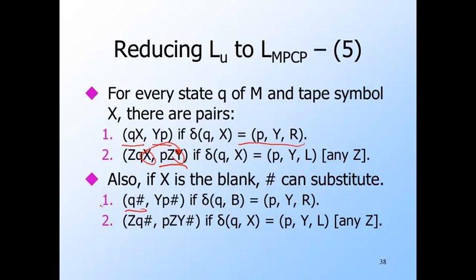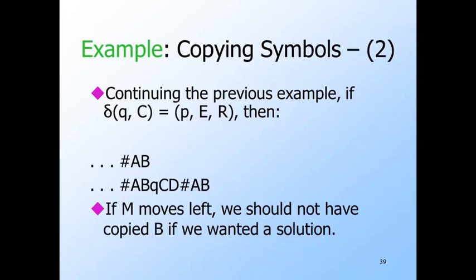Okay, and the pairs are almost the same, but when constructing the second string, we should imagine an extra blank in front of the pound sign. The blank is replaced by the new symbol Y, of course. Following our previous example, suppose that in state Q, scanning C, M does indeed move right, going to state P and writing E in place of C.